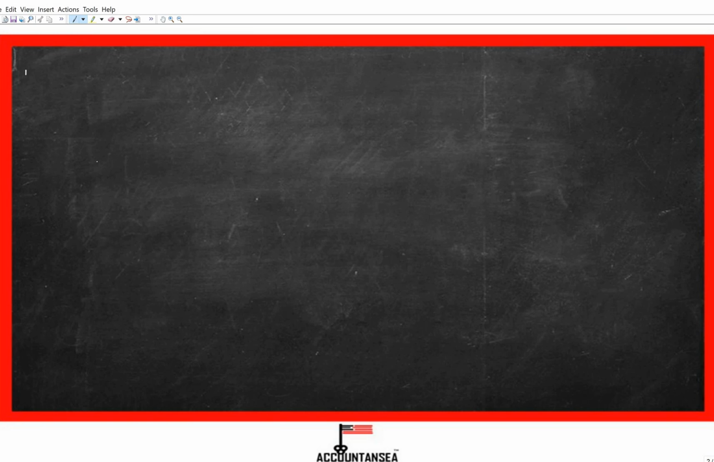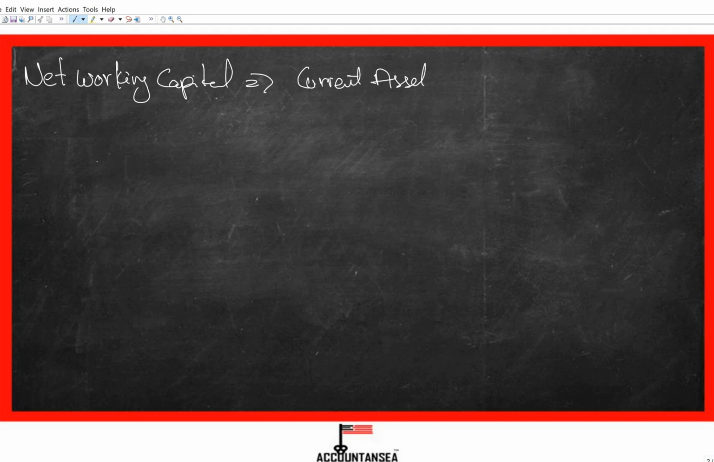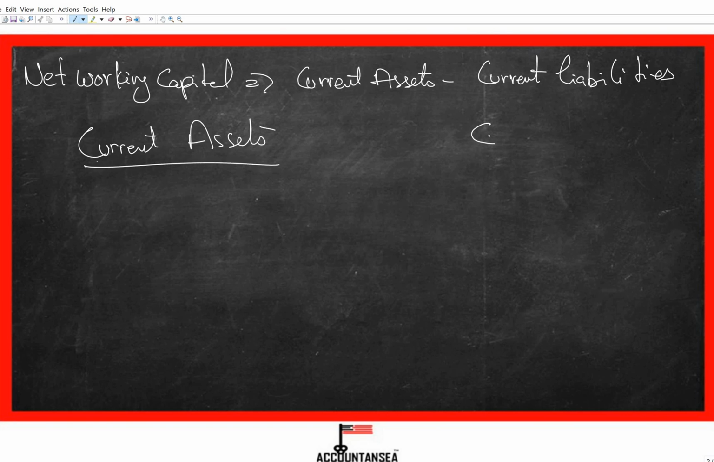Okay, the net working capital of a business is its current assets less current liabilities. So the question now is, what are the key current assets and current liabilities of the business?